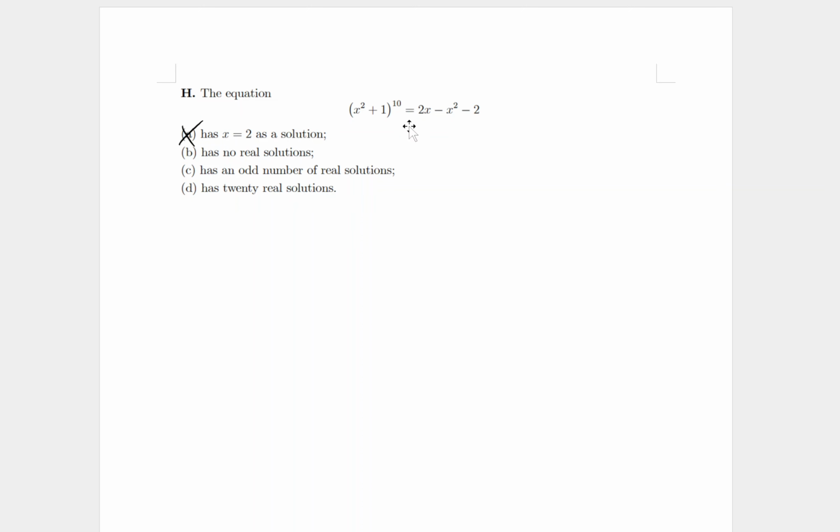So observe that the left-hand side is an even power. So what does an even power mean? It means that the left-hand side is positive. It has to be a positive number. So how about the right-hand side? Let's try to complete the square and see what happens, because that's always our approach towards quadratic equations.